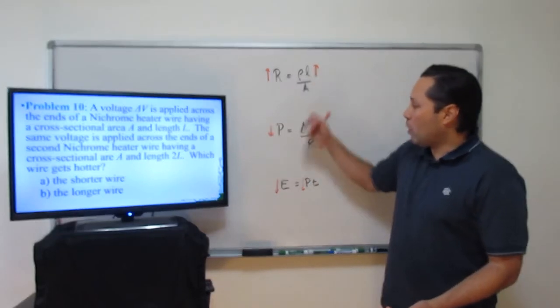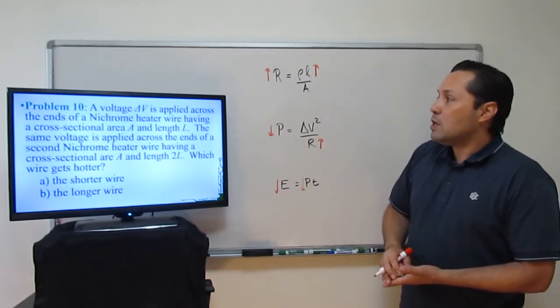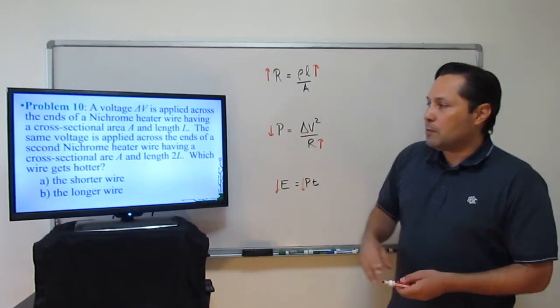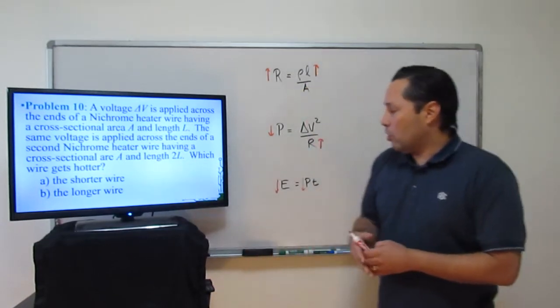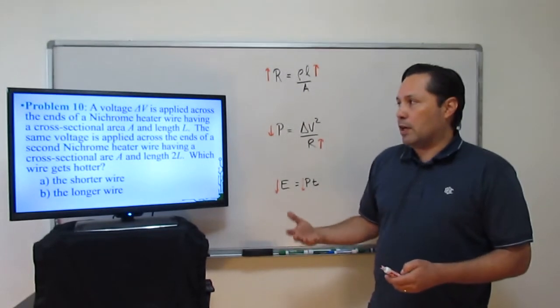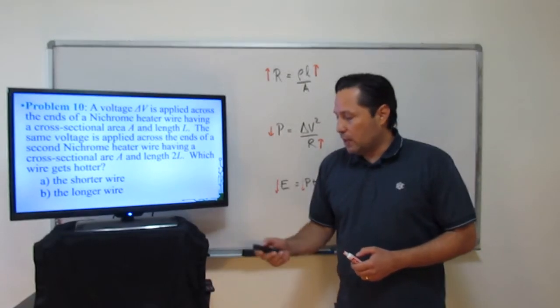So therefore, the longer wire will have less energy, so therefore less ability to heat. So the question was, which wire gets hotter? That's going to be the shorter wire. The longer wire will have less energy, so therefore the shorter wire will have more energy, so therefore it can get hotter. All right, let's go ahead and move along to problem number 11.